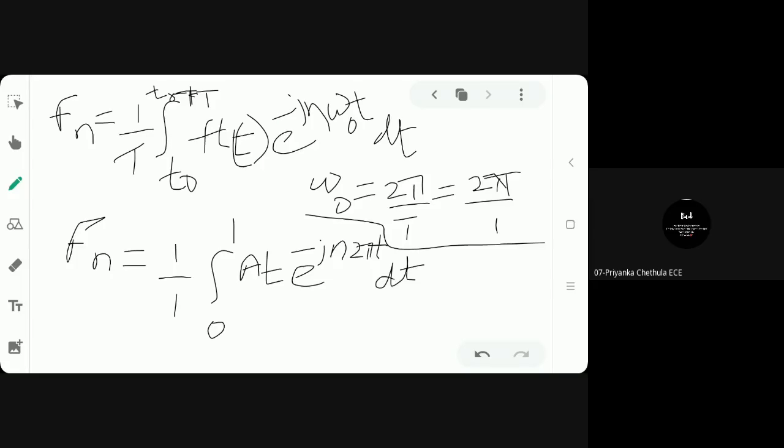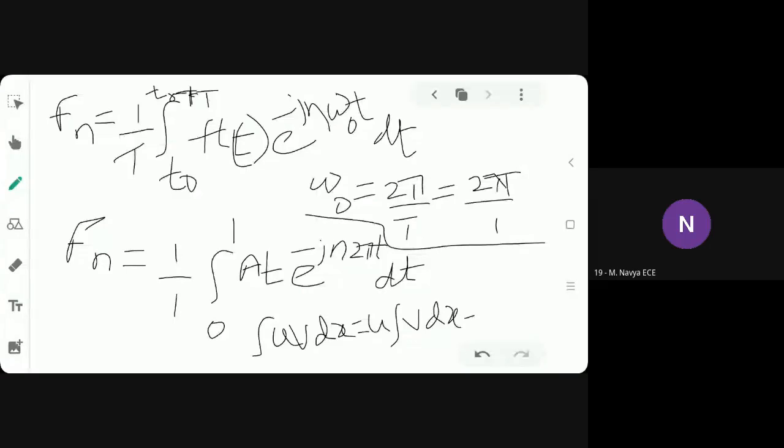So A is anyway independent of the integration, so A can be taken outside. Now you have to make use of integral uv dx, which is equal to u integral v dx minus integration of du into integral v dx. Now let us assume t is equal to u, v is equal to the exponential function. Now integrate this one.